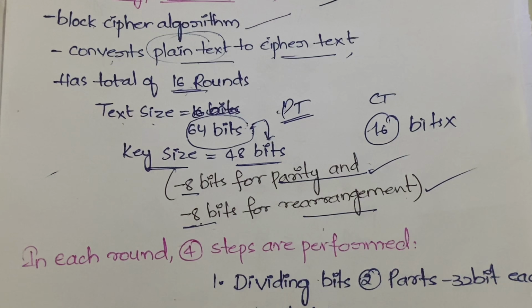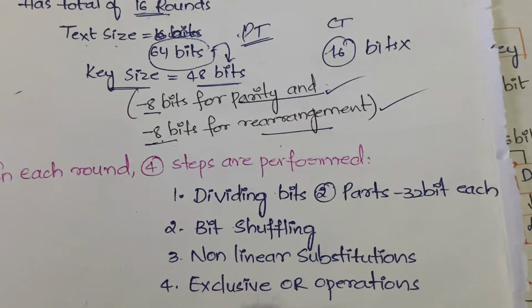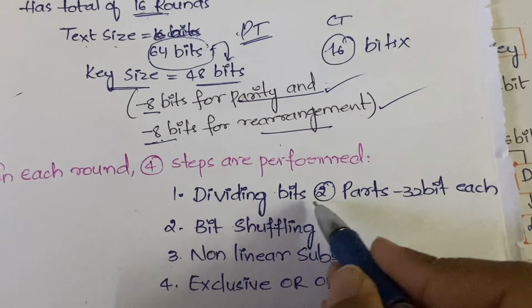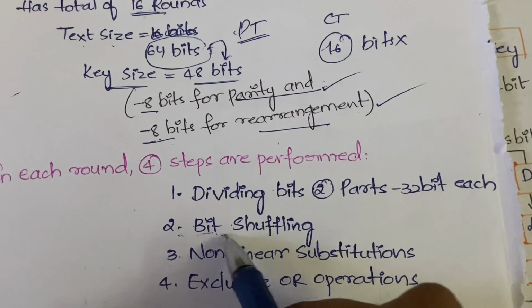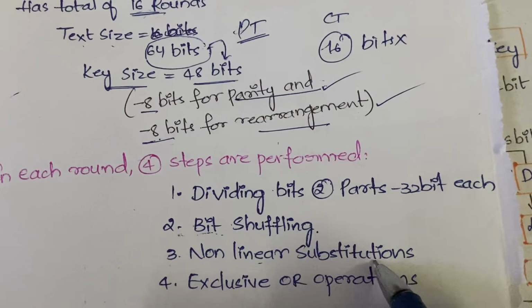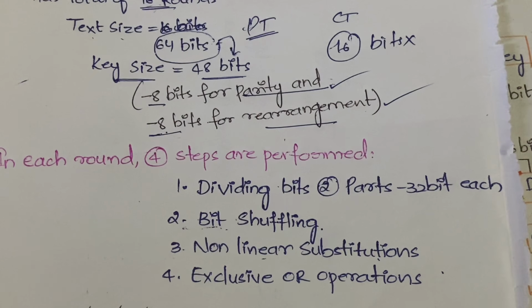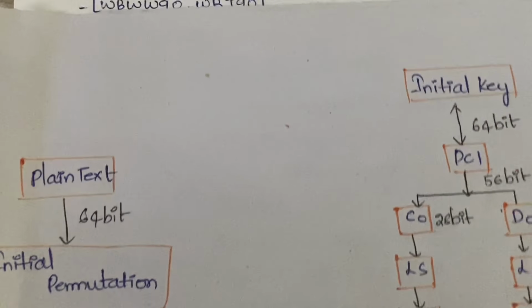In each and every round, as I said, you have a total of 16 rounds, right? Again, inside each round there will be 4 separate steps. First is dividing the bits, so you divide the bits into 2 parts. The second is bit shuffling, the third is non-linear substitution, and the fourth is exclusive OR operations. We are not going to discuss each step in detail here. In the next videos I'll explain that, but in this video I'll explain how the DES algorithm goes on. So this is the diagram of the DES algorithm.